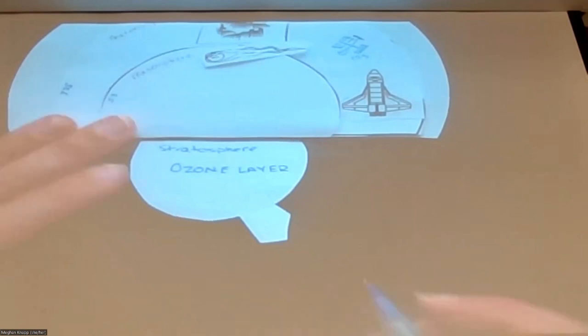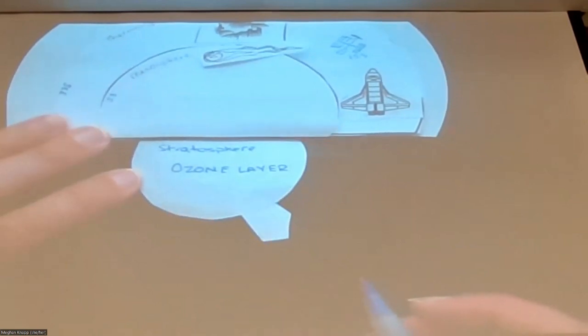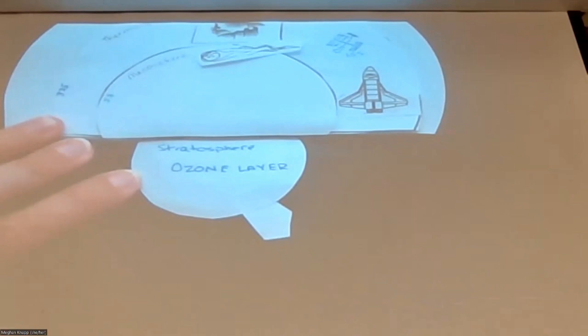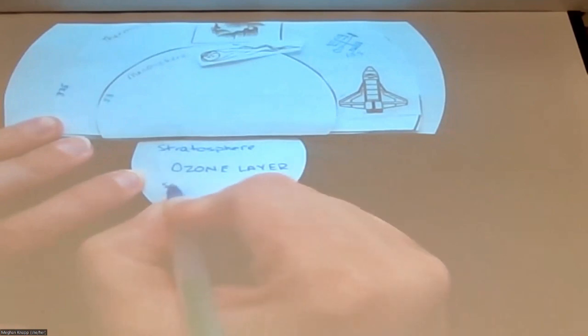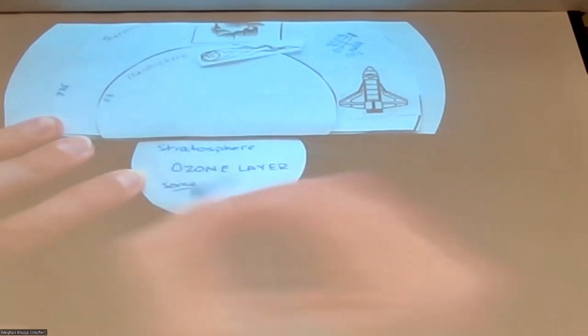So in this layer, there is enough air for jet airplanes. So jet airplanes, because they are burning fuel, they need oxygen in order to burn. And this is why we can't get jets to go any higher than this. But in the lower parts of the stratosphere, we can have some jet airplanes.